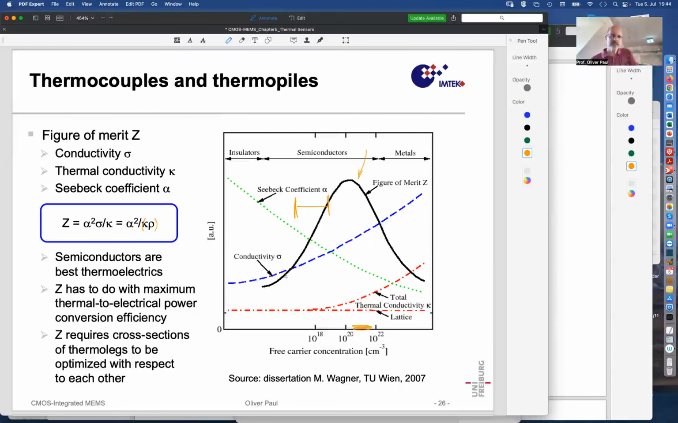But how does this Z become peaky here? It's because the conductivity increases with numbers of charge carriers, of course. The Seebeck coefficient decreases, and the thermal conductivity increases. So it's this combined effect of all these quantities that produce a curve that peaks at some intermediate carrier concentration.